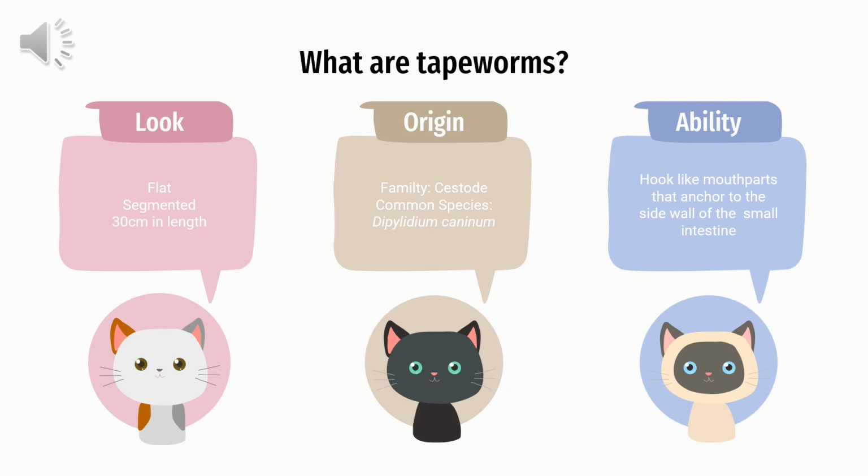The most common species of intestinal parasite in house pets is Dipylidium caninum, which belongs to the family Cestode. Dipylidium tapeworms can infect humans, but it requires the ingestion of an infected flea, so infection is more commonly seen in children. There are other common forms of tapeworm belonging to the groups Taenia and Echinococcus.